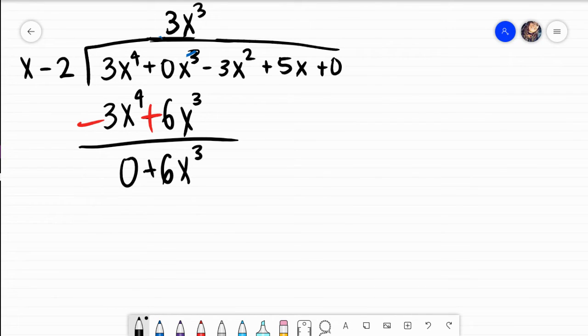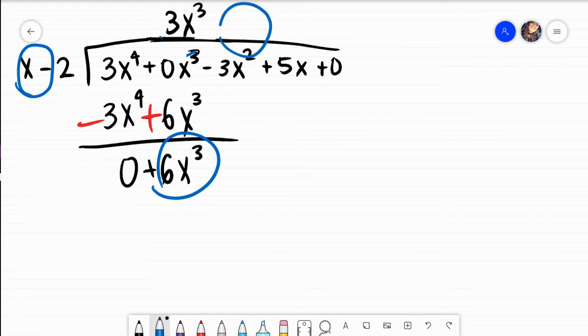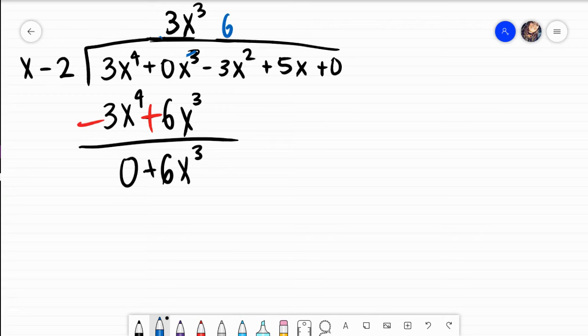What we do is we take this term right here, divide it by this term right here with your quotient going here. So if you do 6x cubed divided by x, well, 6 divided by 1 is going to be 6. Signs are the same, so it's positive. Then x cubed divided by x, when you divide, you keep and subtract. Now we do the multiplication. And what you multiply is the quotient you just found by that binomial right there.